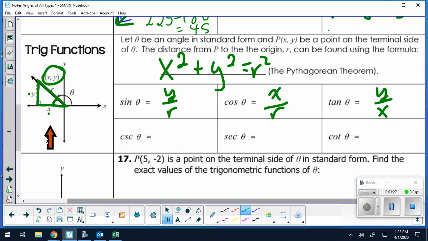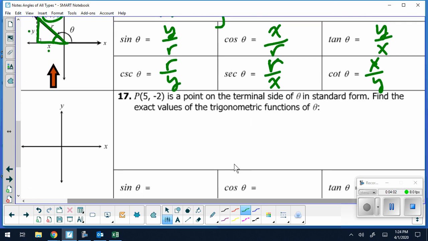So doing this, I am using not theta, because I couldn't form a nice right triangle with theta, because it's obtuse. I'm using my reference angle, the angle closest to my x-axis. And then cosecant is just the flip of sine. Secant is the flip, or the reciprocal, of cosine. And cotangent is the flip, or the reciprocal, of tangent. That's an r in case that's not clear.